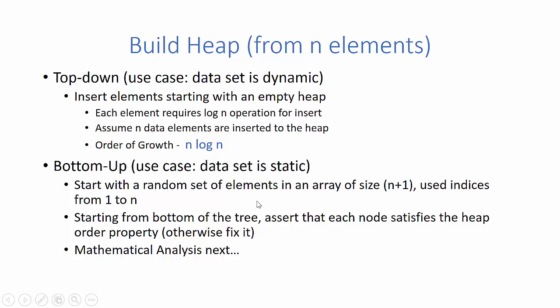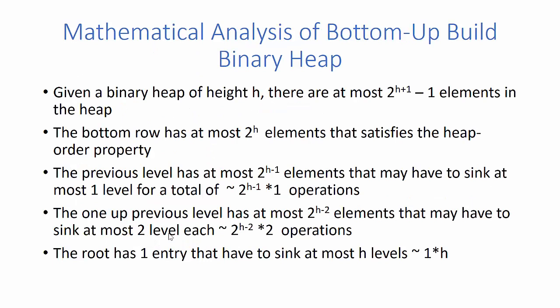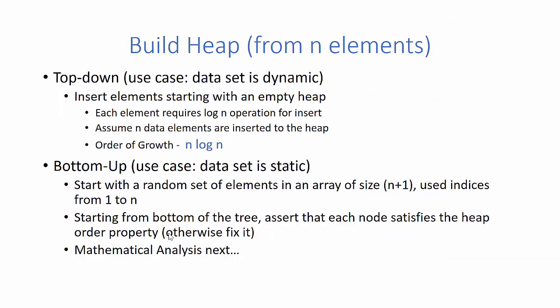So we start with a random element. We put all the elements randomly into whatever the order, from 1 to n. And then starting from the bottom of the tree, assert that each node satisfies the heap order property, otherwise fix it. So the goal is, let me just explain to you how it's done. So here's a heap, and what we do is we maintain a max heap at each node all the way to the top. So the demo would be something like that.